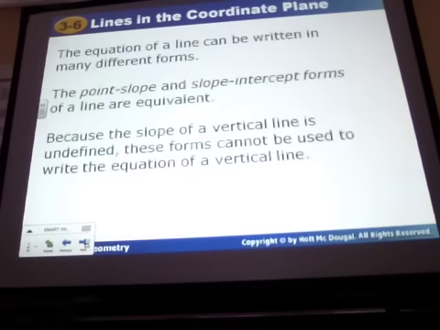The equation of a line can be written in many different forms. The point-slope and slope-intercept forms of a line are equivalent. Because the slope of a vertical line is undefined, these forms cannot be used to write the equation of a vertical line.